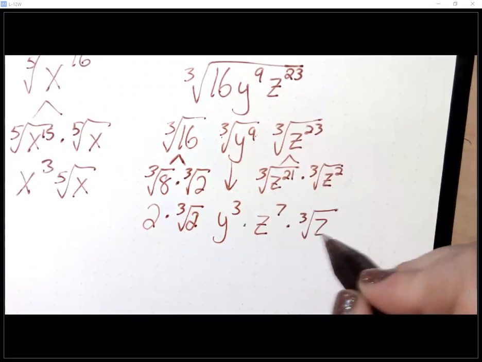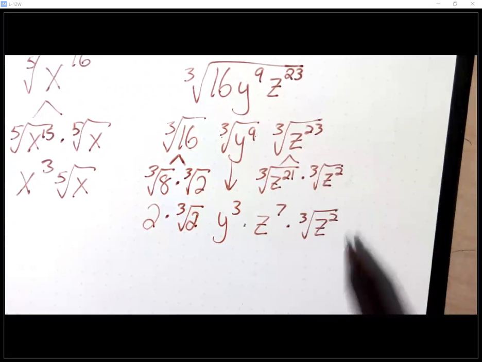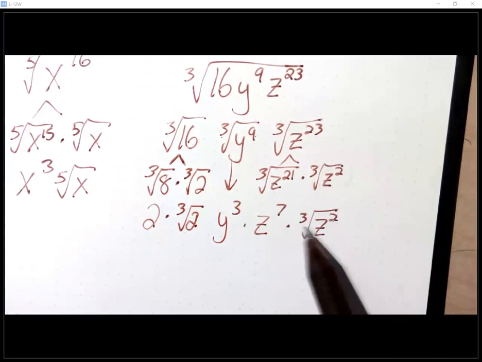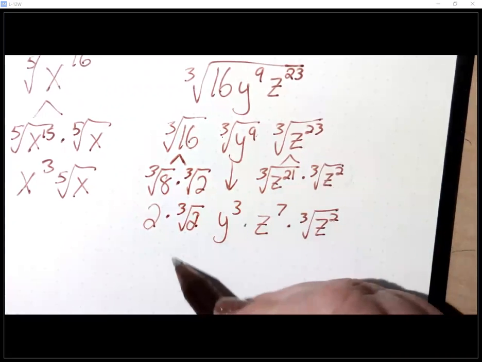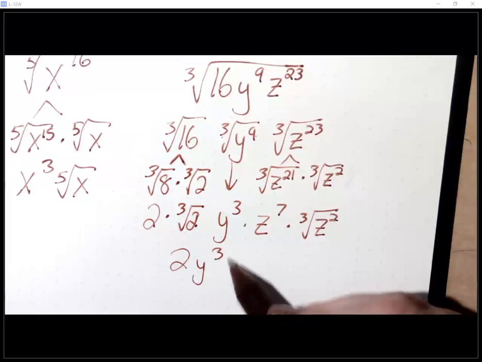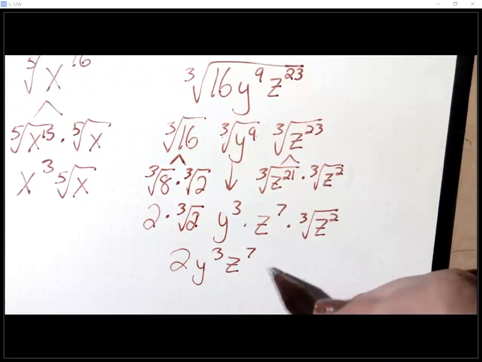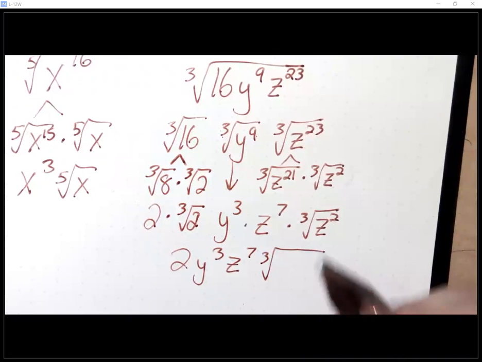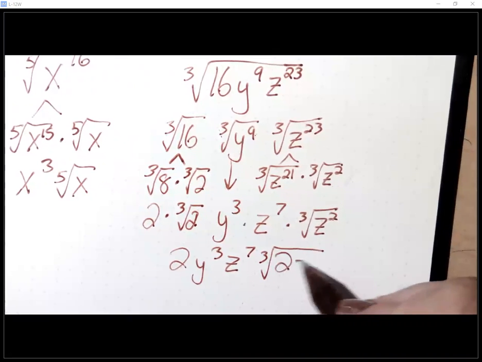How do I know it doesn't simplify? If my exponent is smaller than my index, you're done. You can't go any further than that. So to write my final answer, I'm just going to multiply everything that's not in a root together. 2, y to the third, z to the 7. Then everything that is in a root is multiplied together in one root at the end, 2z squared.